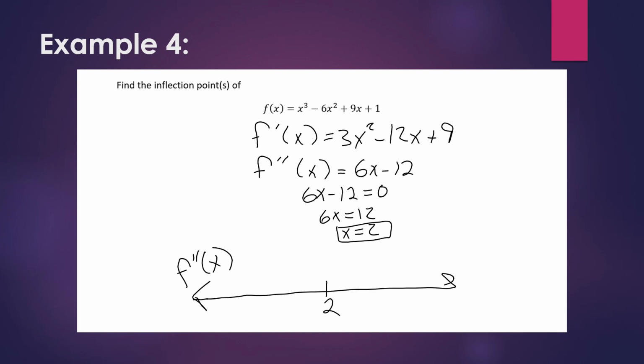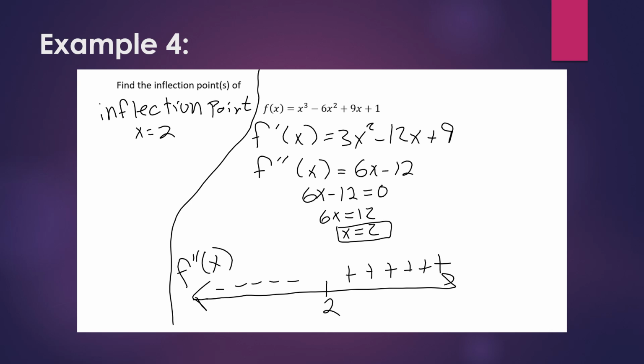So let's plug in 0. 0 minus 12 is negative 12, so this will be concave down. And if I plug in something bigger than 2, let's say 3, 6 times 3 is 18, minus 12 is 6, so it's going to be positive. So I have concave down, I have concave up, meaning x equals 2 is an inflection point. So I have an inflection point at x equals 2.